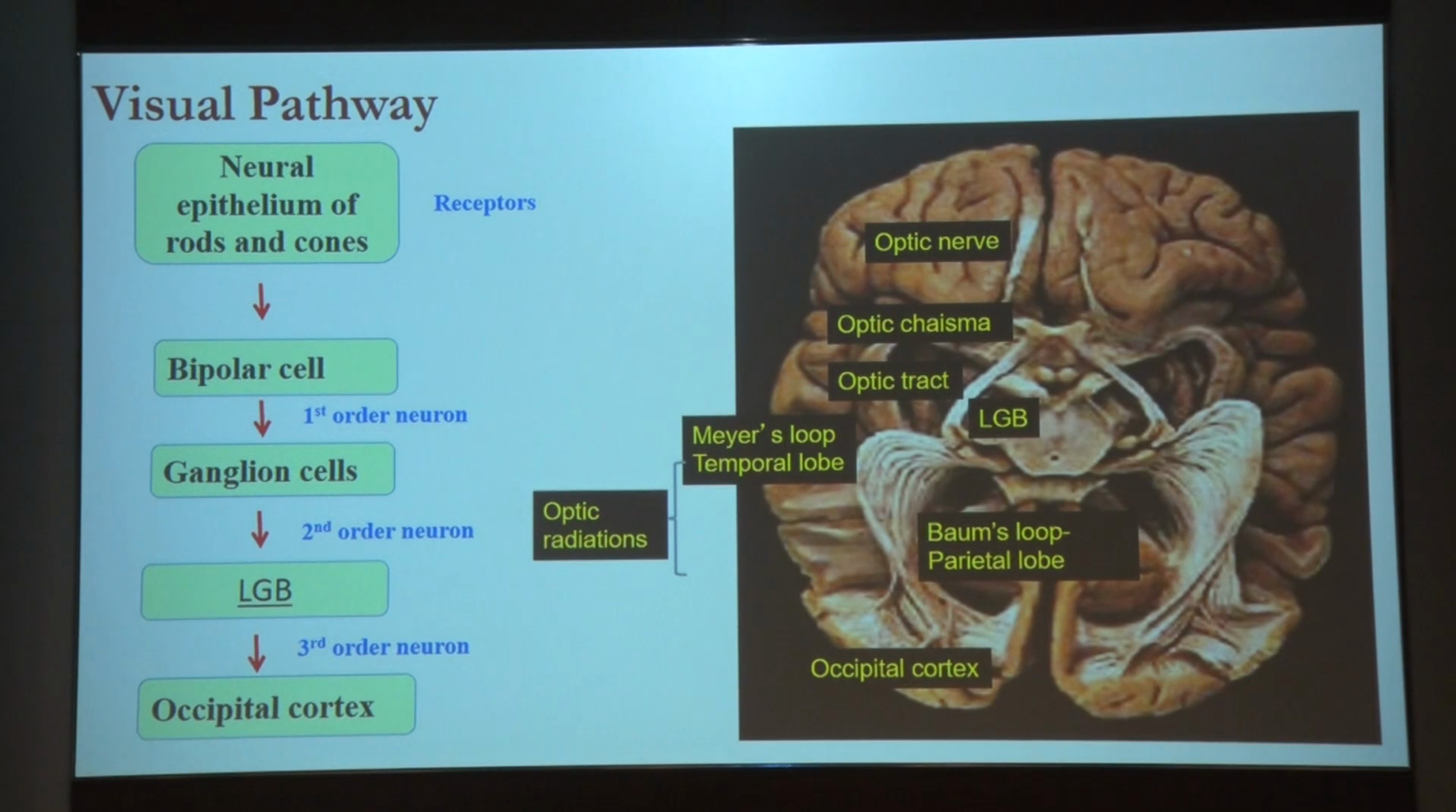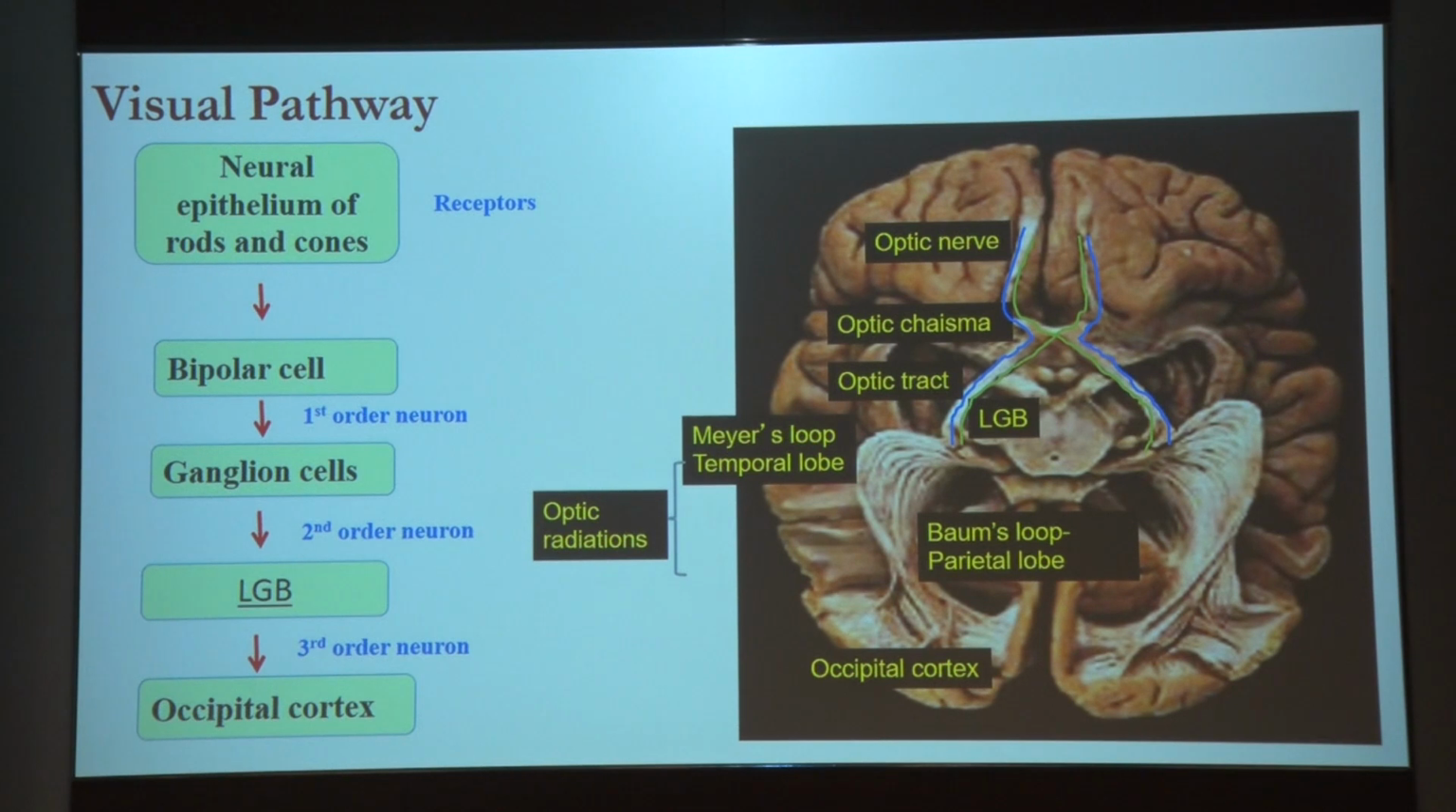To brush up your basics of the visual pathway anatomy, the receptors are the neural epithelium of the rods and cones. First order neurons are bipolar cells, second order neurons are the ganglionic cells. Then the axons of the ganglionic cells make the optic nerve. Then from the optic nerve, you have the chiasma. So what is interesting about chiasma? The lateral fibers go into the same or the ipsilateral side, but the nasal fibers decussate over to the other side. And that constitutes your optic tract.